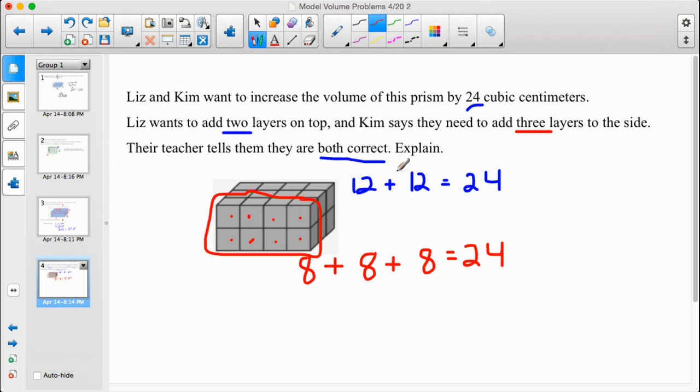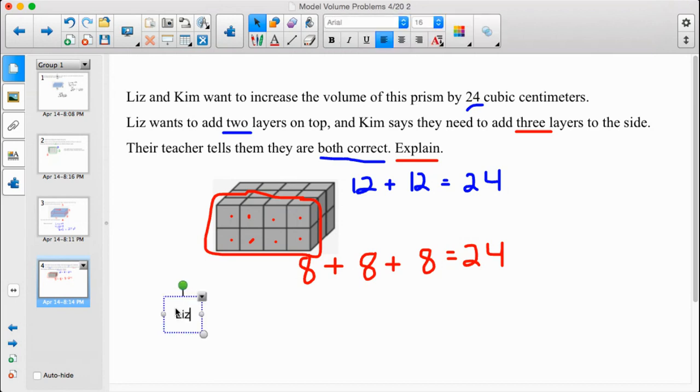They are both correct. This said to explain, so I need to actually write a sentence. If you did any work like this, if this was a normal paper and pencil type of test, this work would be great to show your thinking. You would never want to erase that. But I'm going to type a sentence down here like you would for your response on the Google form. It says, the teacher says they're both correct, explain.